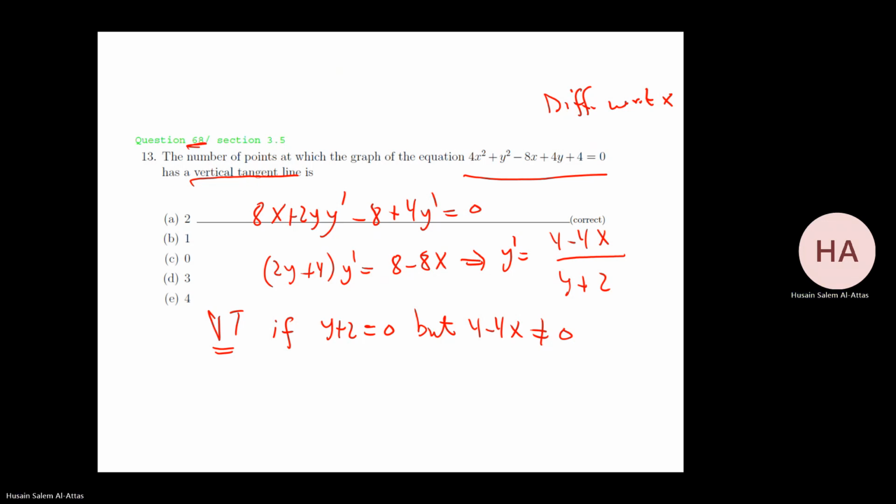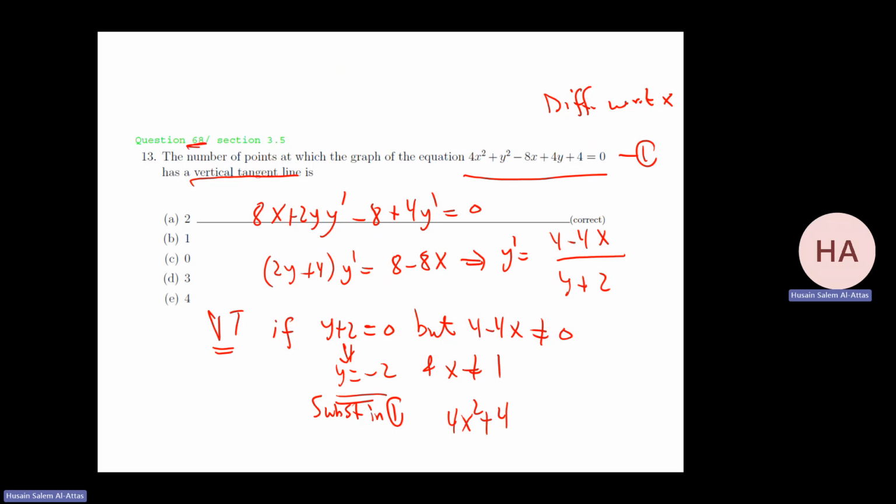Okay. So, what will happen? This means y equal minus 2 and x not equal to 1. So how to find the points? I will substitute this in equation 1, to get 4x squared plus 4y squared, y is minus 2, so this is 4 minus 8x plus 4y minus 8 plus 4 equals 0.